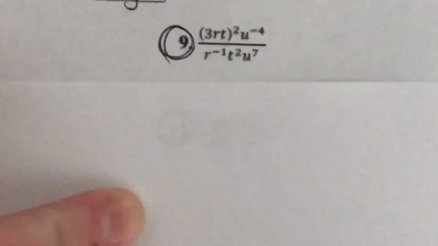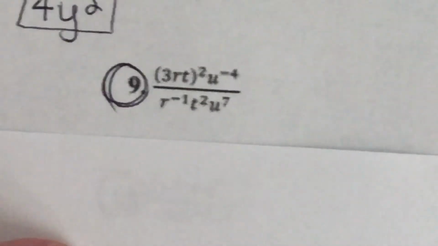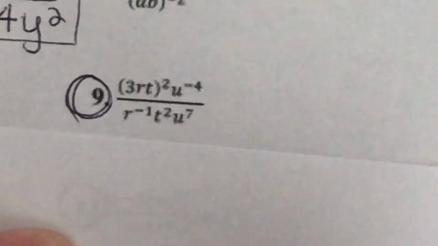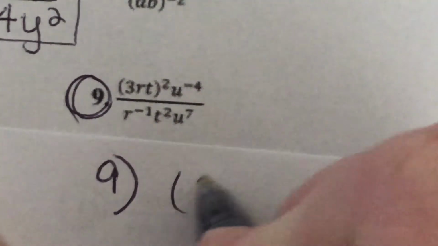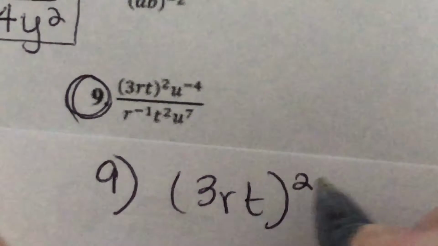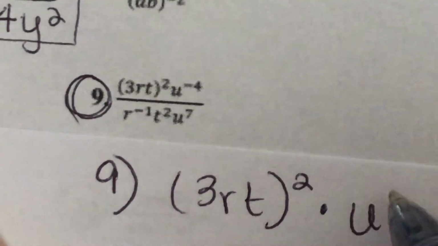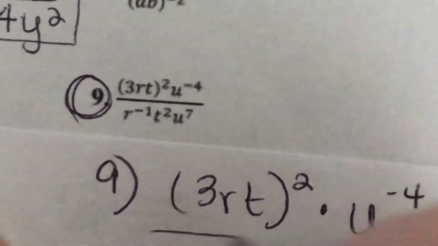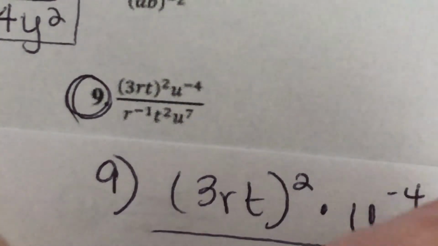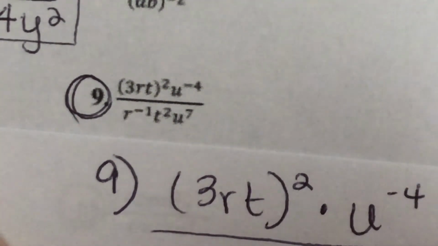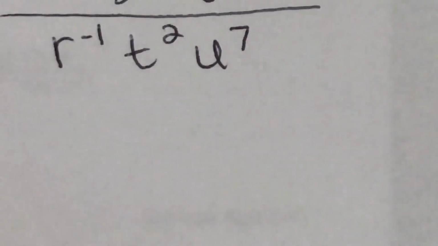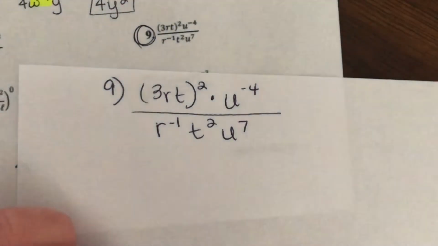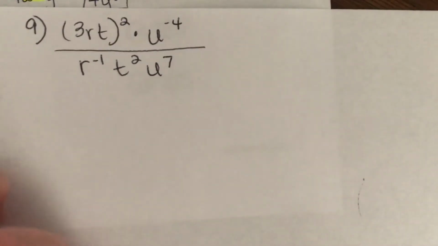I got to scoot back in here so I can read that. All right. First thing I want to do is copy everything down. 3rt squared times u to the negative 4 all over r to the negative 1 t squared u to the 7th. Okay, once I have it written down, then I don't have to zoom in so much. Sweet. So now I can simplify.